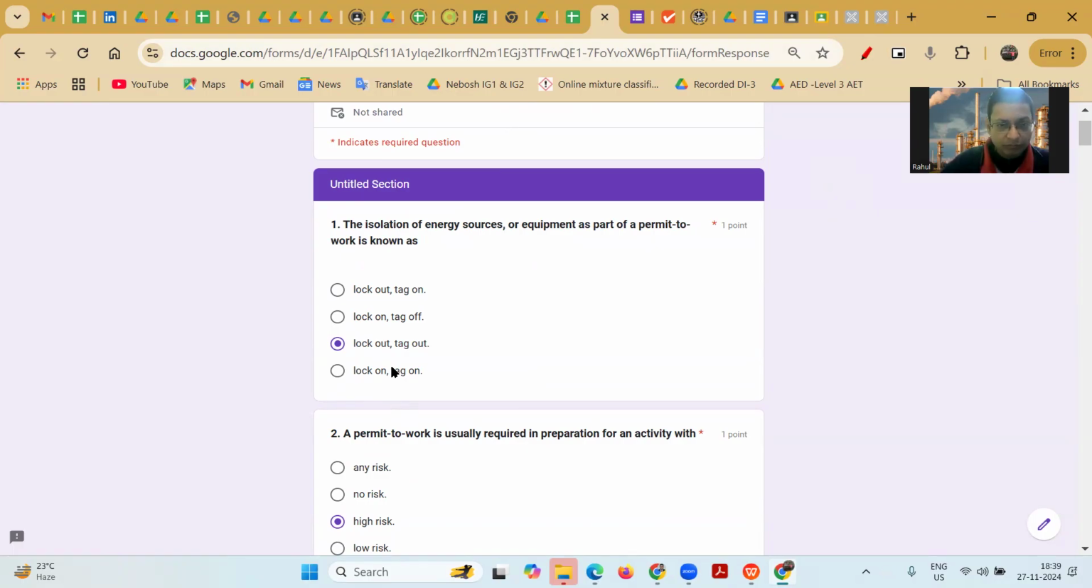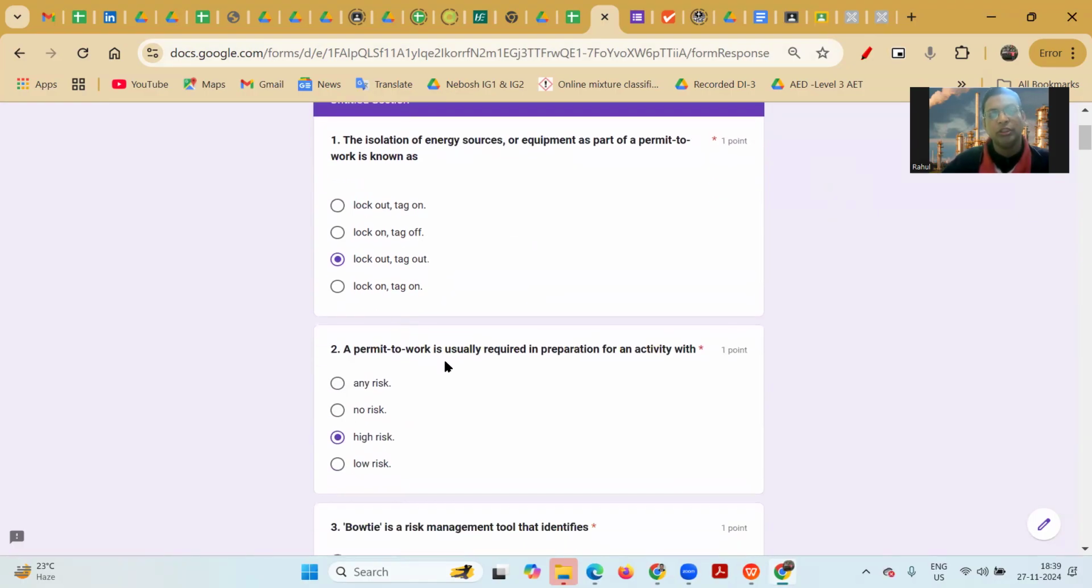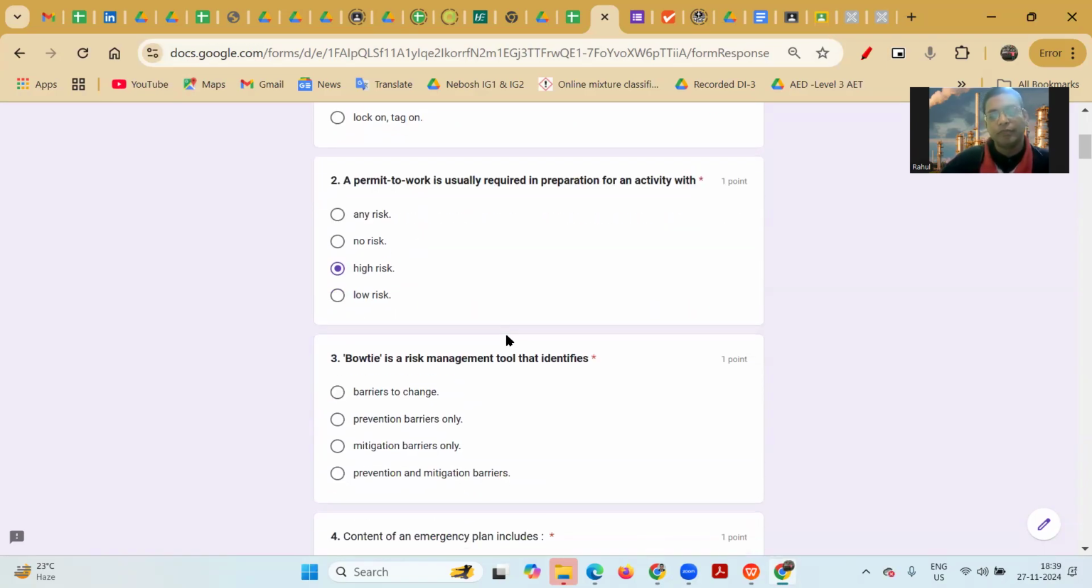Then, a permit to work is usually required in preparation for an activity with. So for which type of activity is the permit required? It's not for any risk, no risk or low risk. For high risk activity, the permit is mandatory. So the correct answer is high risk.